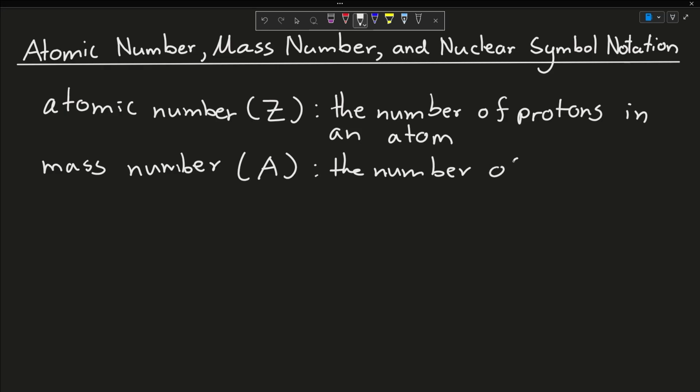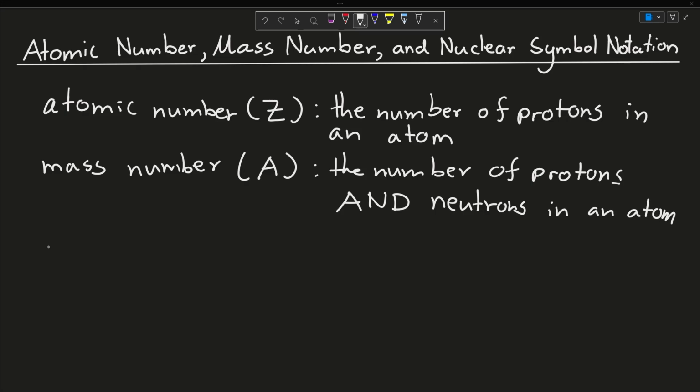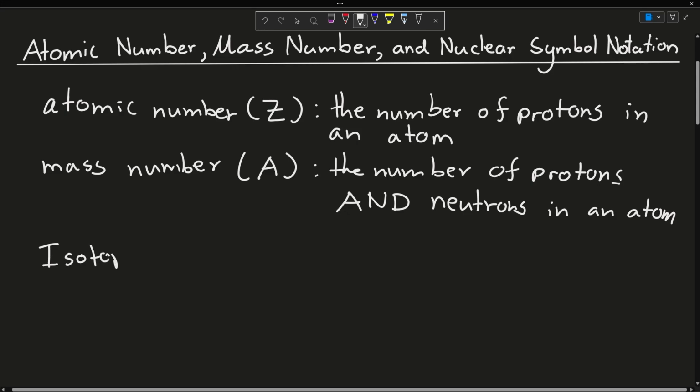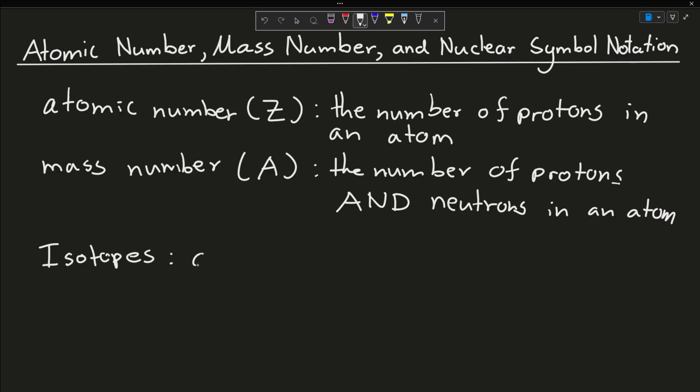of protons and neutrons in an atom. So that's all simple enough. From last video, we also know that isotopes are atoms of the same element with different numbers of neutrons.